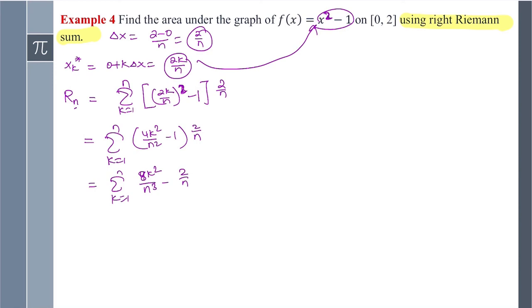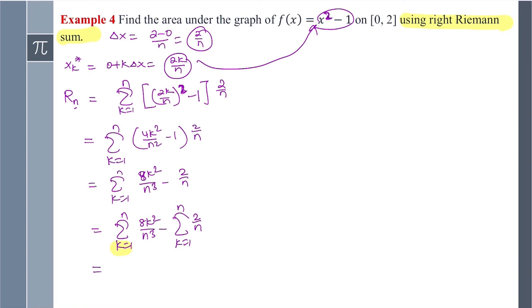And what I'm going to do is separate this summation. I'm going to write the sum from k equals 1 to n of 8k squared over n cubed, minus, again, the sum of 2 over n, with k going from 1 to n. Now from here, we really have to be careful. Our variable is k, not n. n is a fixed number, a constant. So we can factor out n.